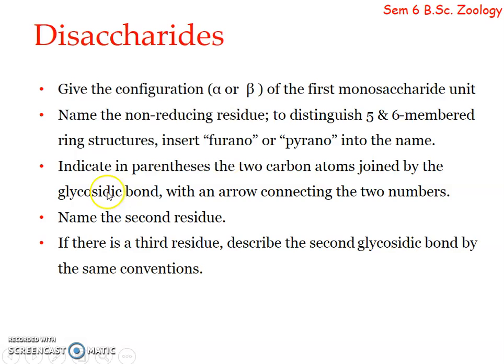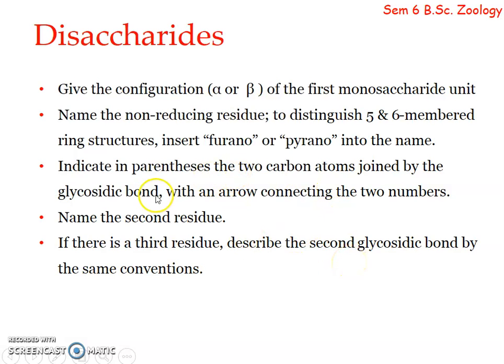Now, indicate in parentheses, that is in brackets, the numbers of the 2 carbon atoms joined by the glycosidic bond, with an arrow connecting the 2 numbers. So which carbons are going into the bonding? Obviously, for the first sugar in the case of pyranose, in glucose, galactose, etc., it will be the first, anomeric carbon which gets into the glycosidic bond formation.